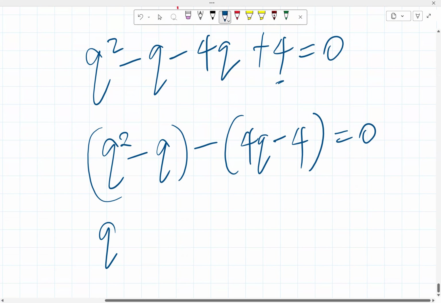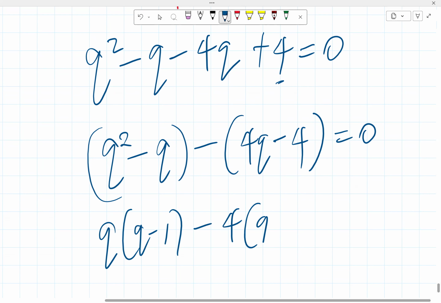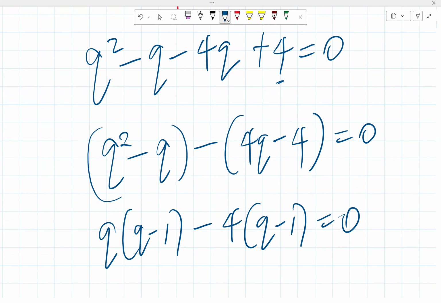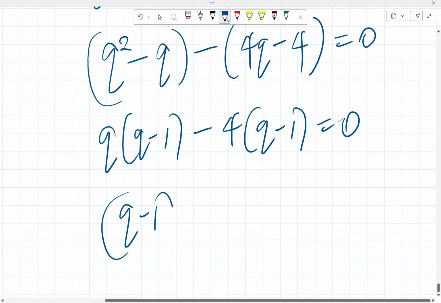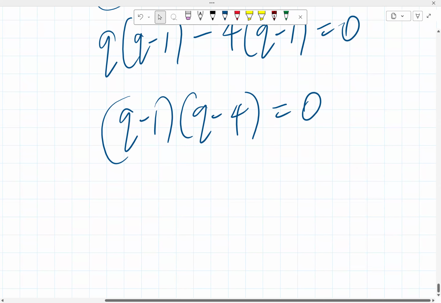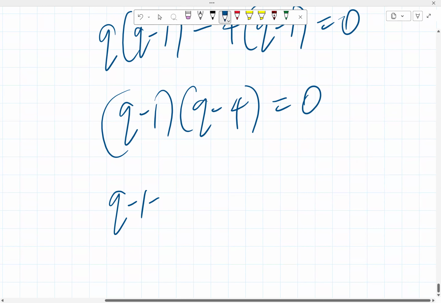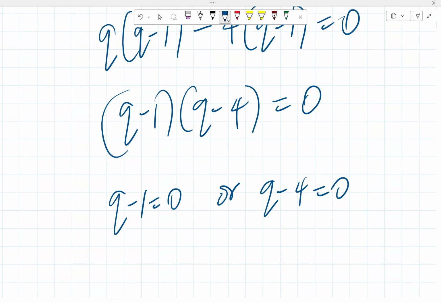So next, I can factorize. q is common into q minus 1, minus 4 into q minus 1, and that is equal to 0. Okay? So I then have q minus 1 into q minus 4 equals 0. So if you equate to 0, q minus 1 equals 0 or q minus 4 equals 0. Because if a product is equal to 0, it means at least one of them is 0, or both of them are 0. So q equals 1 or q equals 4, which is cool.